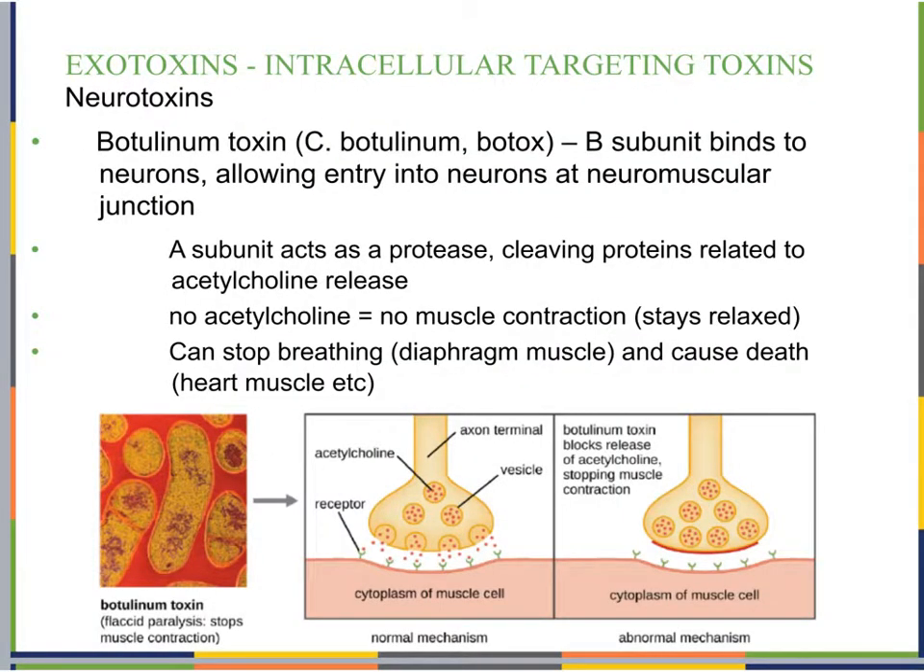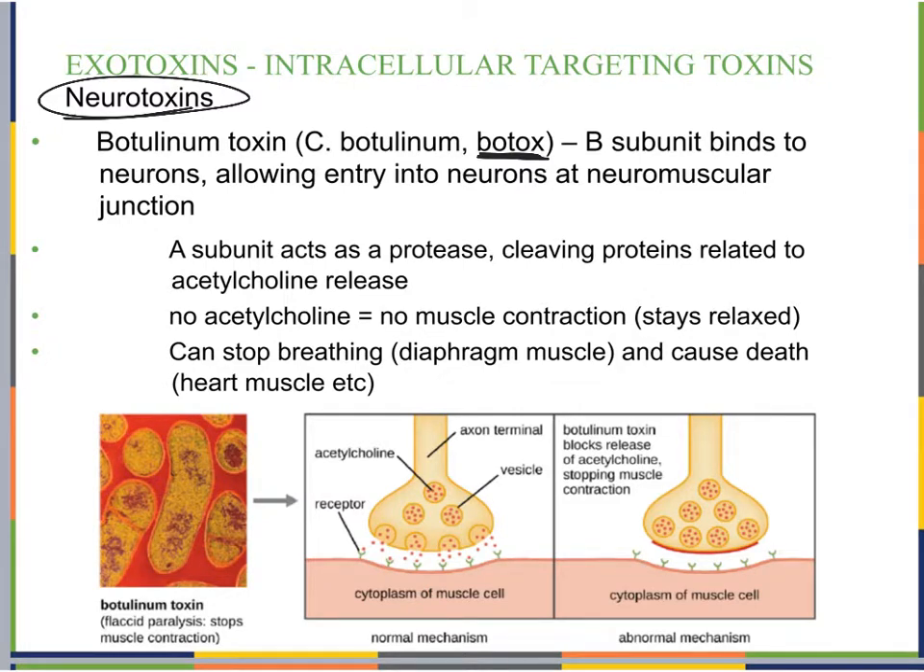So the next example we're going to look at is botulinum toxin. We're going to look at a couple of different neurotoxins. This one comes from C. botulinum. This is also what is utilized for Botox. So if you're familiar with or have heard about Botox and its various uses, what we're talking about doing here is utilizing the botulinum toxin as an injection.